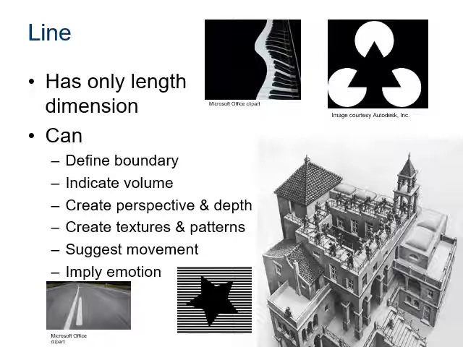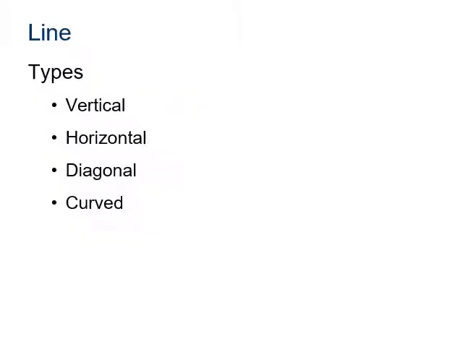Lines can create perspective and depth. They can create textures and patterns, as you see in this image at the top of the wavy piano. And at the bottom left, they can also be used to suggest movement. When you see the road, it kind of shows movement. It almost looks like you're driving down the road. But line can also be used to imply emotion.